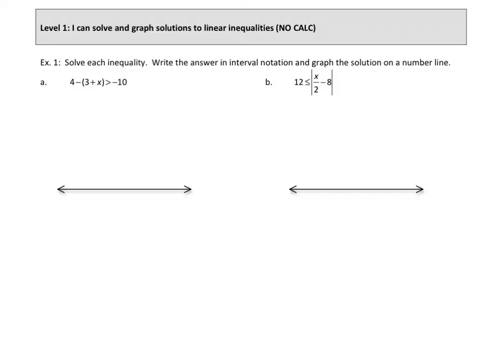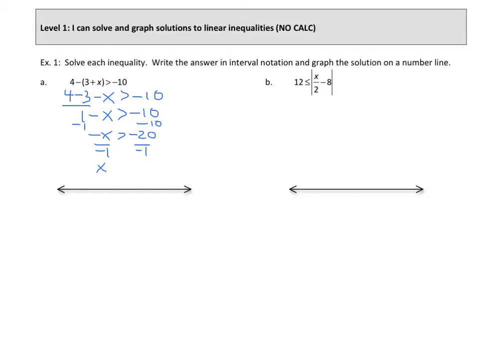So for part A, I would distribute this negative and get 4 minus 3 minus x is greater than negative 10. Combine like terms, 4 minus 3 is 1, minus x is greater than negative 10. Subtract 1 from both sides. Negative x is greater than negative 20. And then I divide both sides by negative 1 to get x by itself.